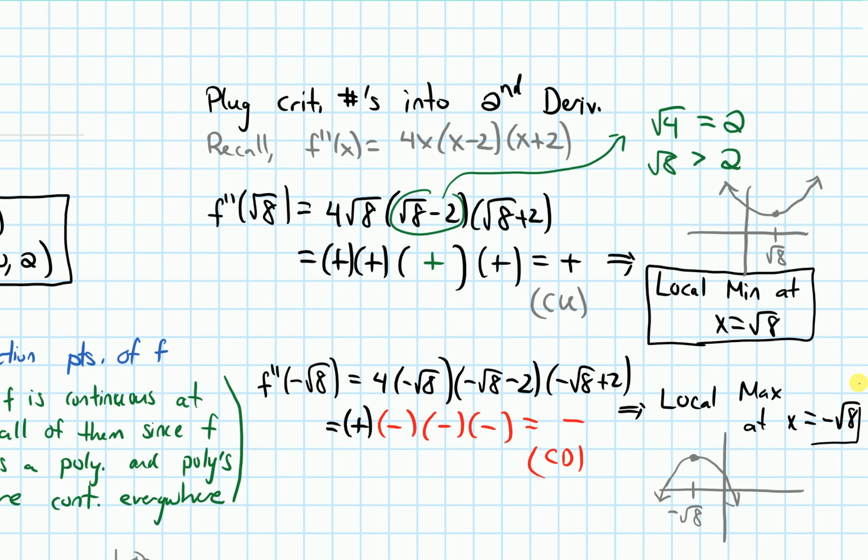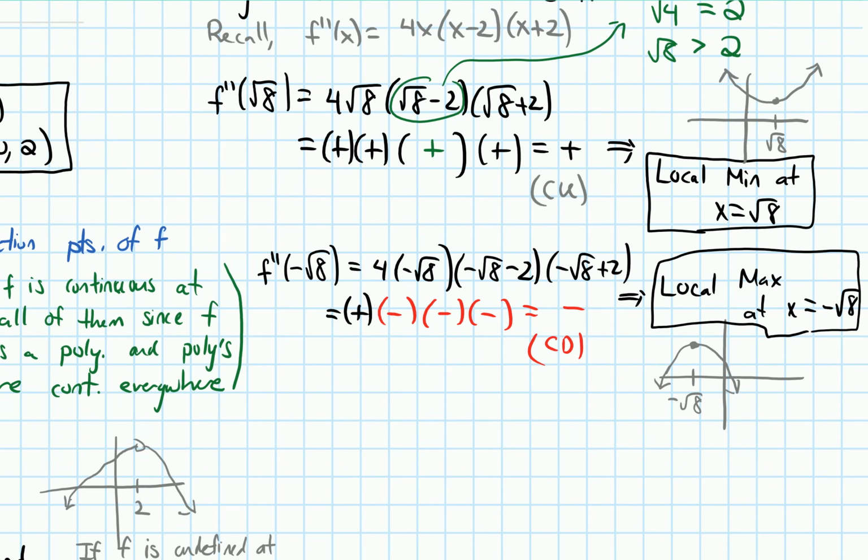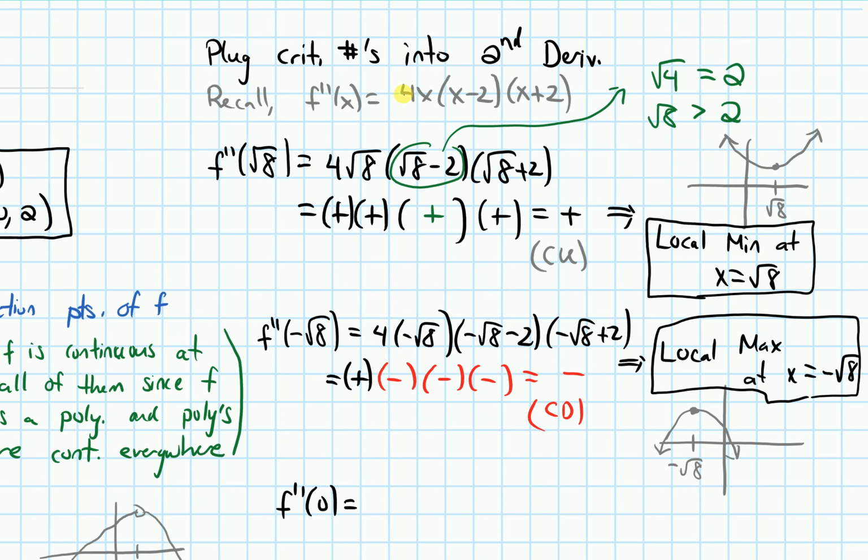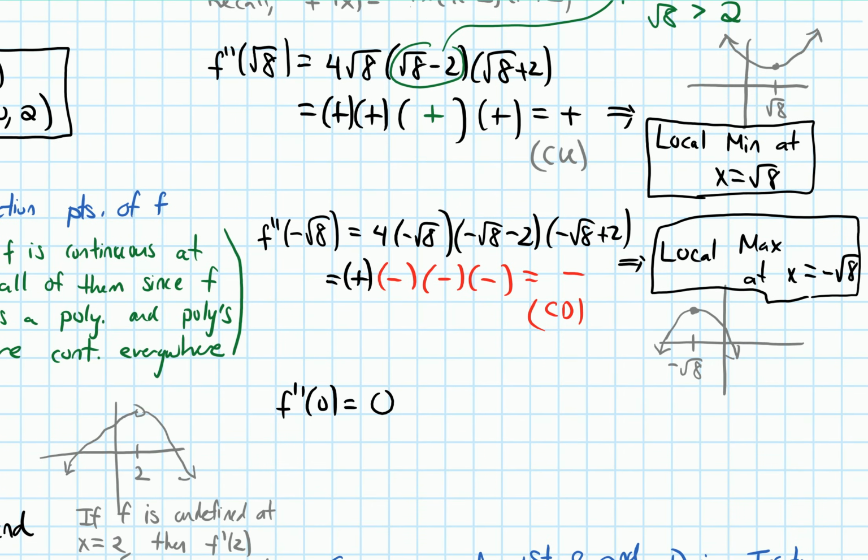Okay, one final critical number to check, which was 0. So let's take our second derivative. Whoops, second derivative. Plug 0 into it. So if you plug 0 into this, you'll get 4 times 0 times some stuff. But anything times 0 is just 0. So this is 0. And the second derivative test says, okay, when your second derivative is 0, then our test is inconclusive.